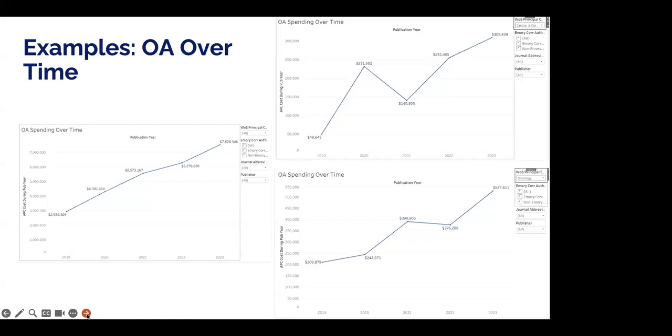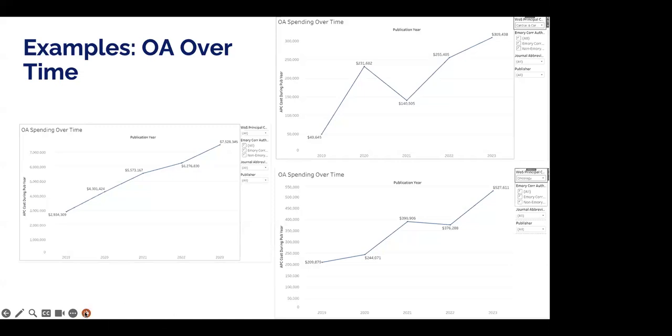discipline specific views. So on the left is the spend overall in corporate, but on the right side, you can see at the top what it looks like for cardiac and cardiovascular focused articles, and at the bottom, what it looks like for oncology focused articles.